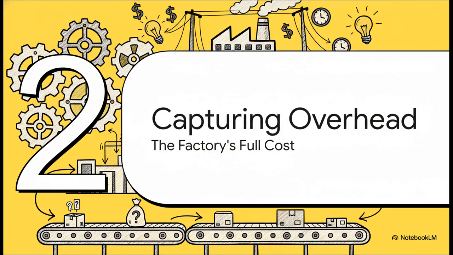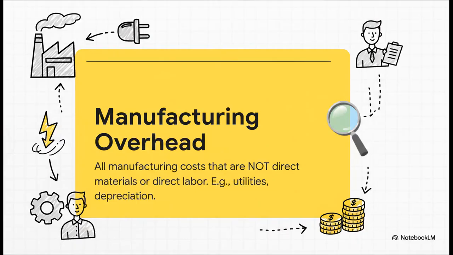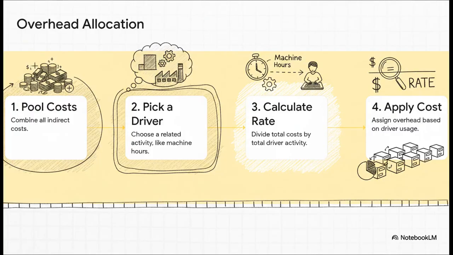All right, let's keep building on this. We've tackled the raw material, but that's just one piece. Now we've got to figure out how to account for the cost of running the entire factory. This giant catch-all category of costs is called manufacturing overhead. And really, it's just everything else you need for production that isn't the raw material itself or the wages of the person on the assembly line. We're talking about things like supervisor salaries, the factory's electricity bill, and the wear and tear or depreciation on all that heavy machinery.